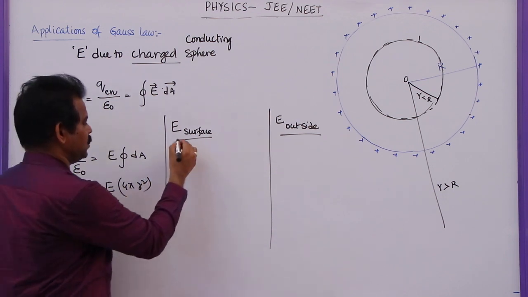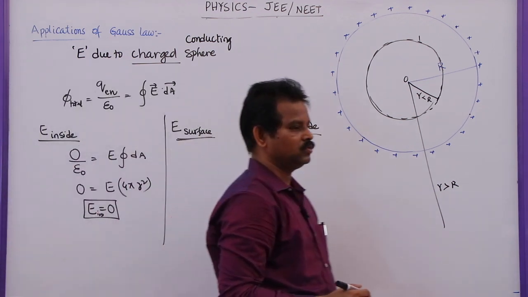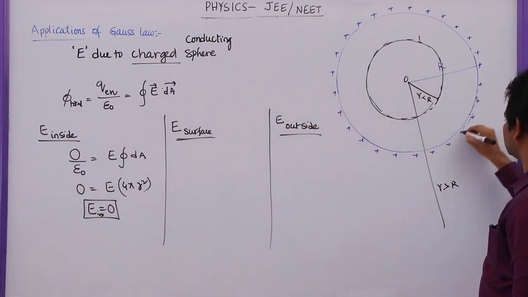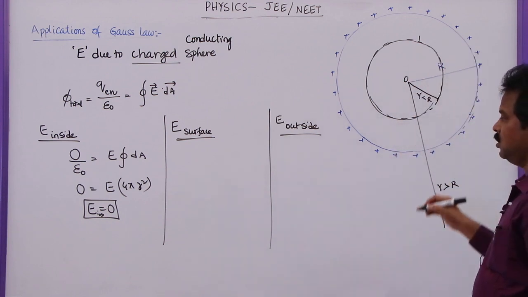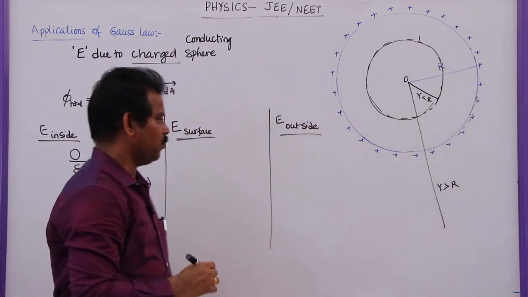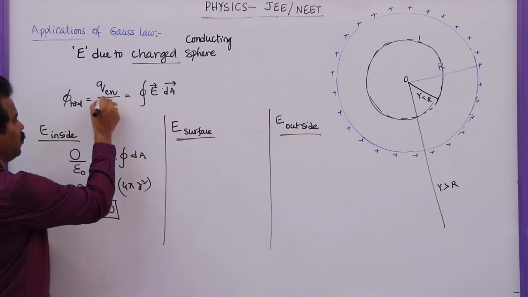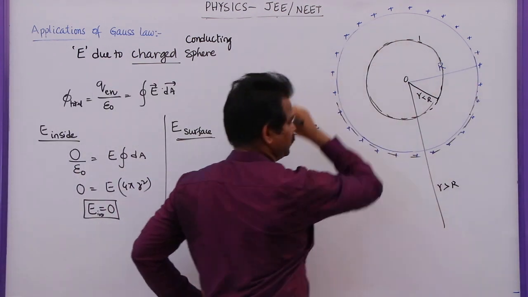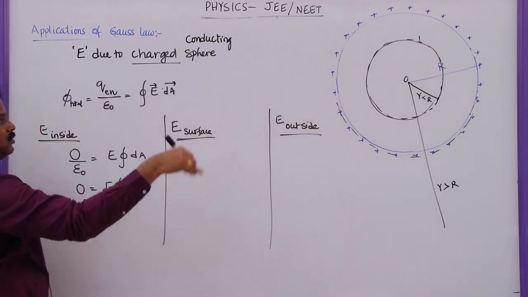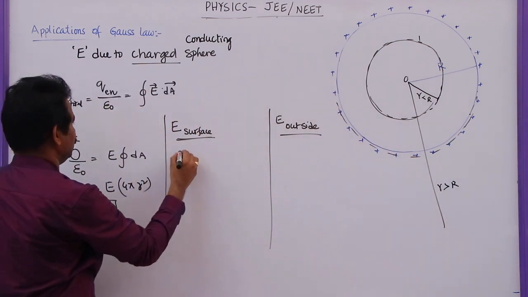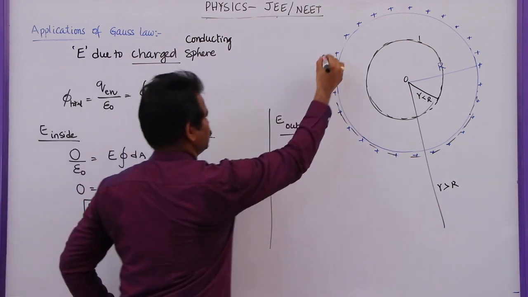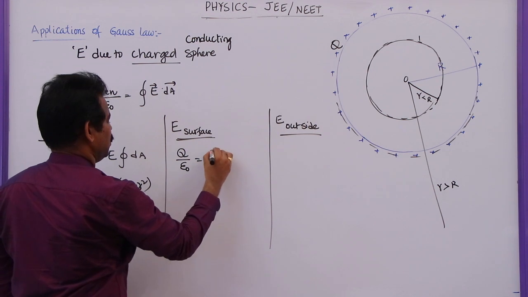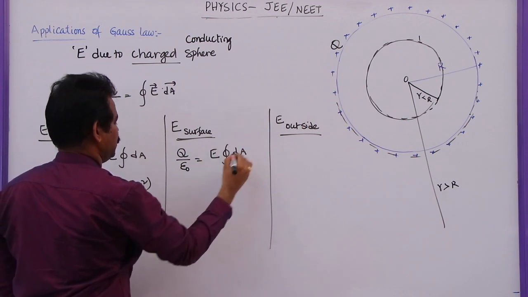Now, what is the electric field on the surface of the sphere? To find out electric field on the surface of the sphere, assume that a closed Gaussian surface is taken on the surface. So the same expression, what is the enclosed charge? The enclosed charge is the total charge on this sphere. Let us say this is Q. So this is Q by epsilon naught is equal to E closed integral of dA.